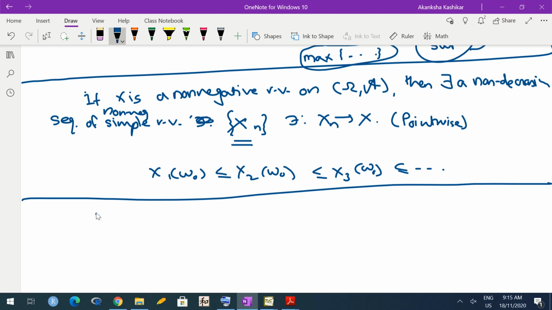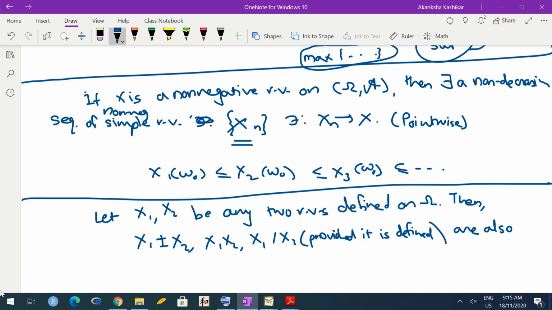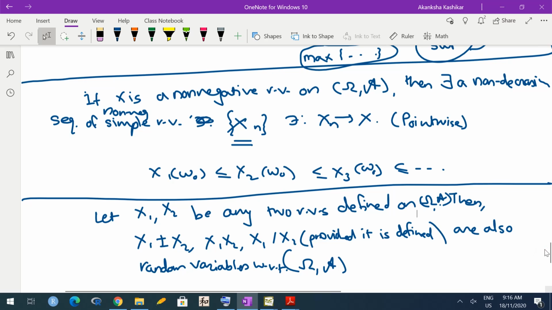Let x1, x2 be any two random variables defined on Omega. Then x1 plus or minus x2, x1 times x2 and x1 by x2, provided it is defined, meaning you don't have 0 in the denominator, are also random variables with respect to the same Omega, script A. Is it okay? So how do we prove this?